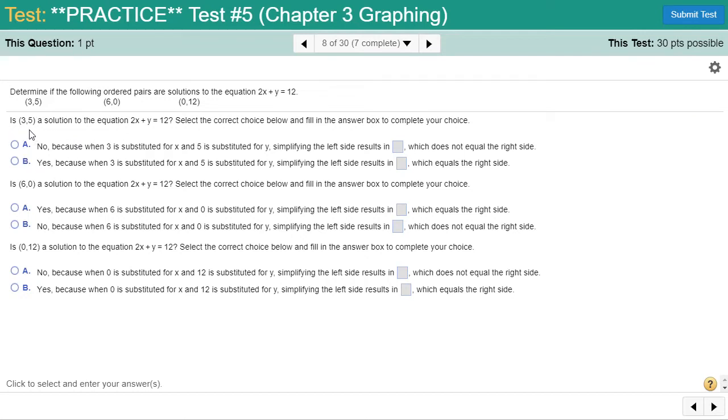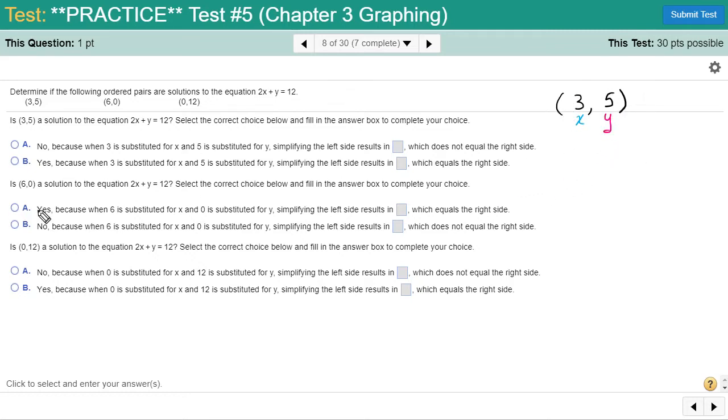So is 3 comma 5 a solution to the equation 2x plus y equals 12? Select the correct choice below and fill in the answer box to complete your choice. As we did earlier in this practice test, we know that a solution to an equation means that if we take the ordered pair, in this case 3 comma 5, the 3 refers to the x coordinate, and the 5 refers to the y coordinate.